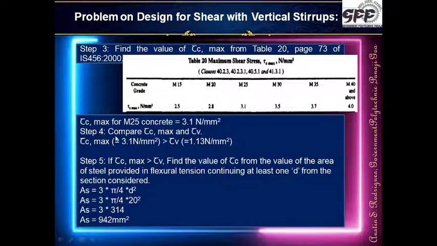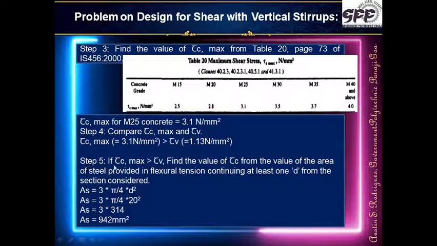Step number 4, compare tau c max and tau V. Now tau c max is 3.1 Newton per mm square. It is greater than tau V, which is 1.13 Newton per mm square. The maximum stress concrete can take before failure is much more. Its own capability we will be finding later, so there is no problem, we can proceed with the design.